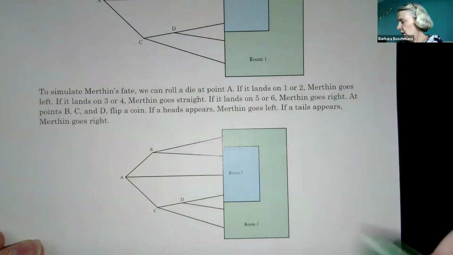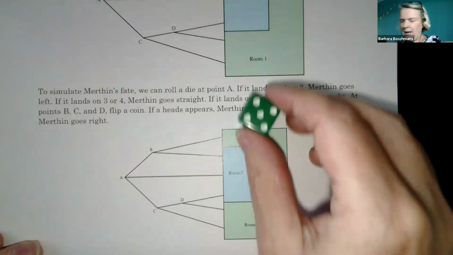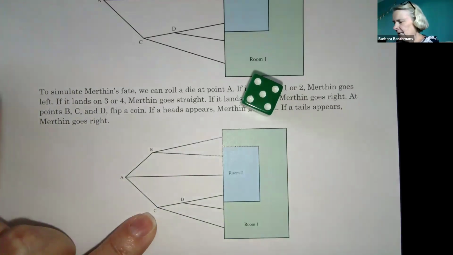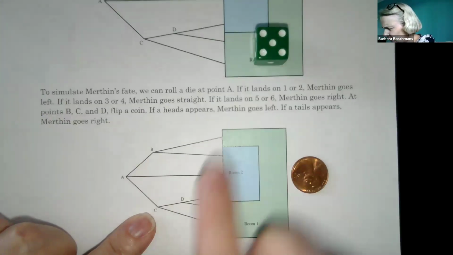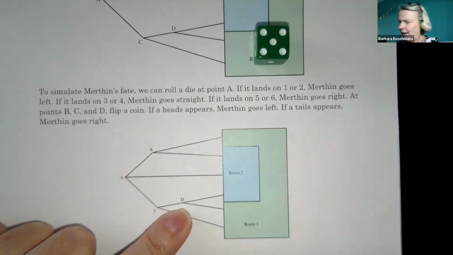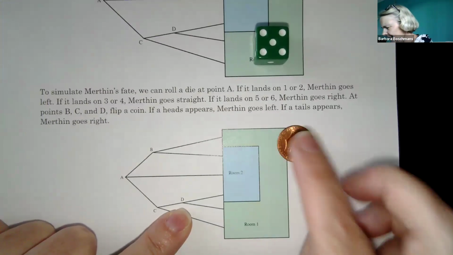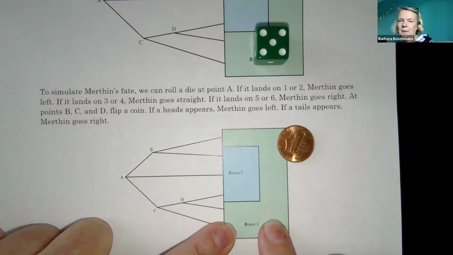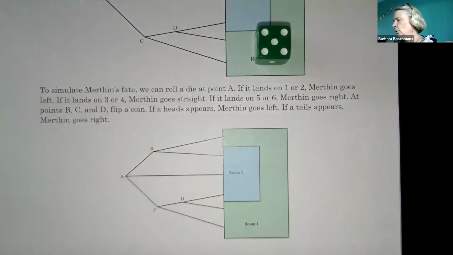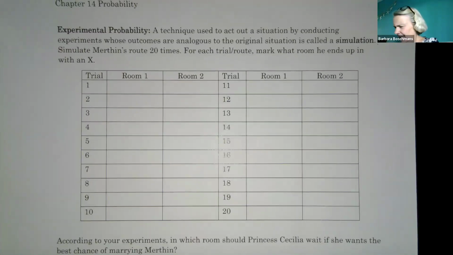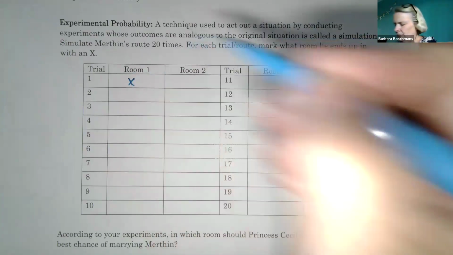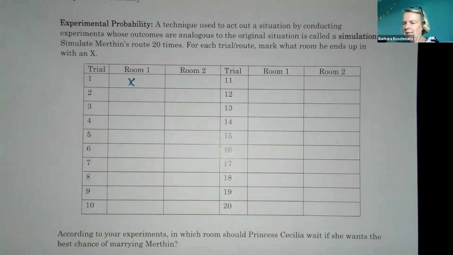So let me do one of these. I rolled a 5. That means I'm going to go to point C where I'm going to flip a coin, and I get heads. And it said heads goes left. So I get to point D where I have to flip again. I get tails, I go right, and I end up in room 1. We're going to perform this experiment 20 times. And I just ended up in room 1. You just put an X in room 1.